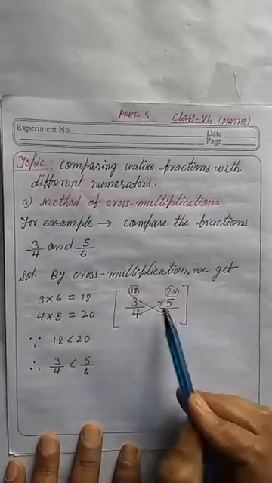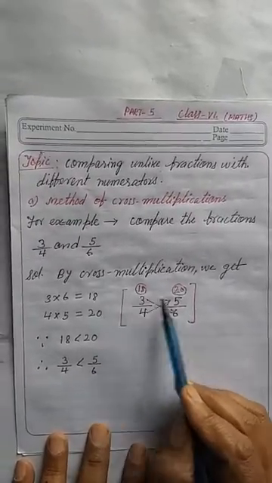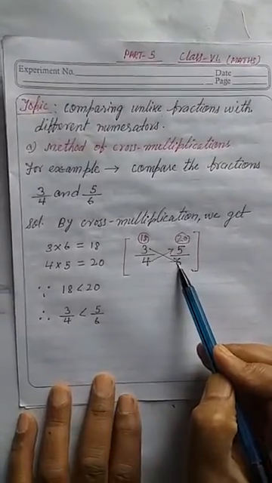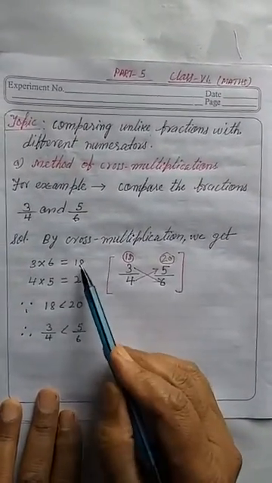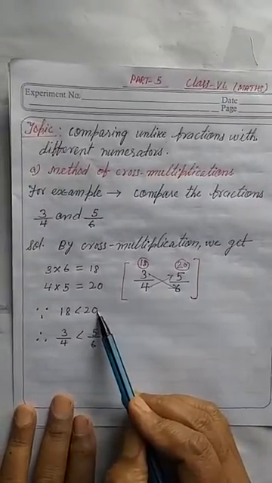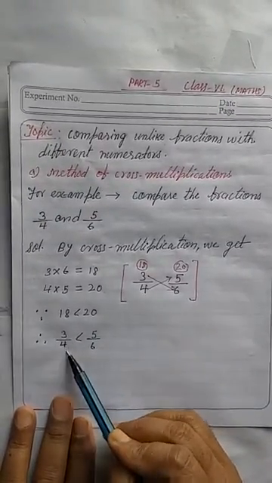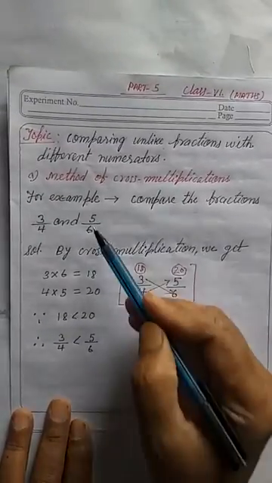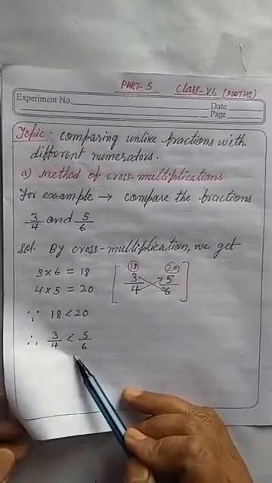Okay, student. Now after comparing 18 and 20, which one is greater? 20 is greater. It means 5 upon 6 is greater. See here, 18 and 20, 20 is greater. So we can write 3 upon 4 is less than 5 upon 6. On the basis of this, you can compare by taking more examples.